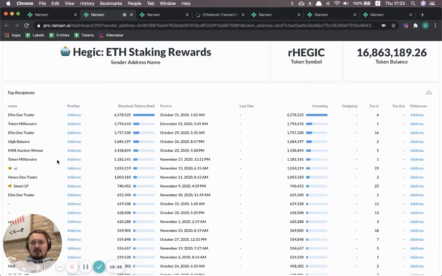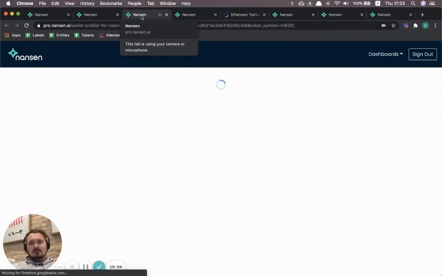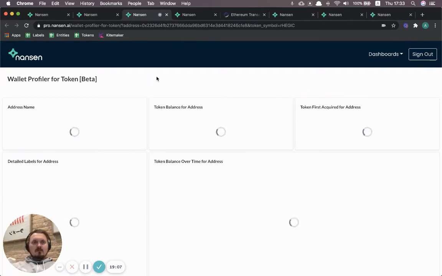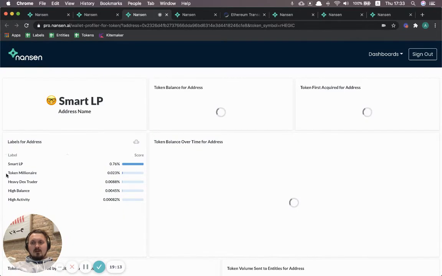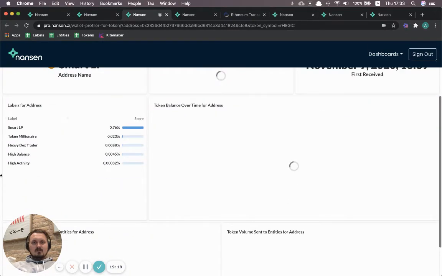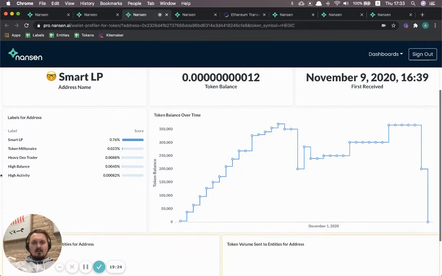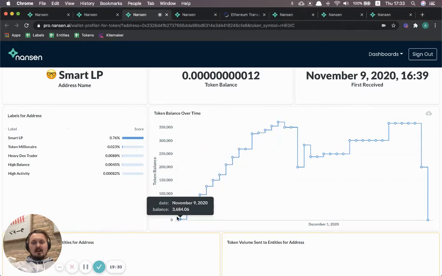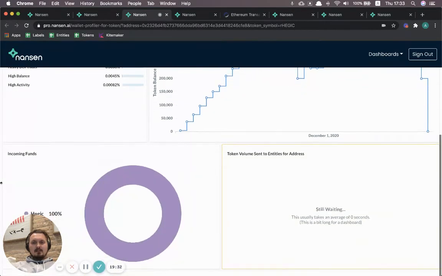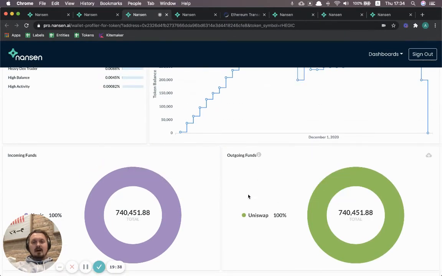What if we look at the smart LP? Smart money is always good to look at. I'm going to spin up the same view. This is a smart LP, also a token millionaire, heavy DEX trader. Okay, this one looks a bit different. This has incremental jumps, right? Which maybe means they've been claiming every day, or it means they've been buying, but we'll find out. Well, they got most of all of their tokens from Hegic, so that means they've been claiming. They've not been buying them from Uniswap.